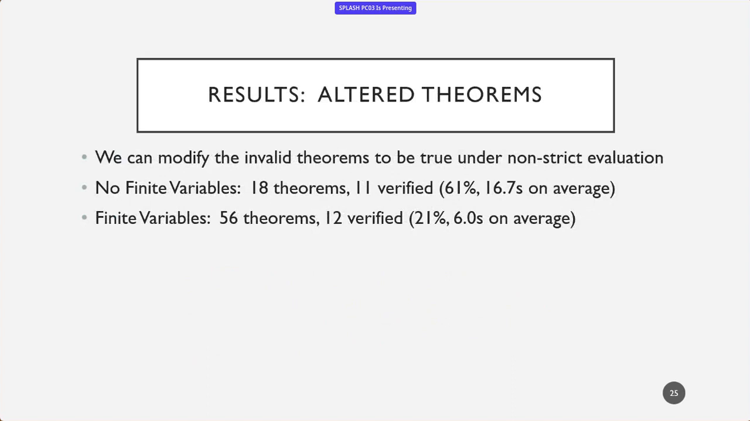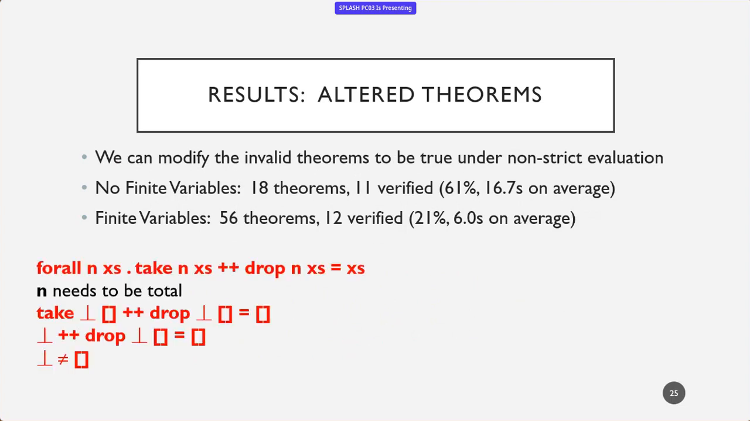For some additional evaluation, we look more closely at those invalid theorems, and we create modified versions of them that are true under non-strict evaluation. We make them true by imposing minimal requirements on totality or finiteness for the theorem's arguments. By totality, I simply mean that certain variables are forbidden to be concretized as bottom or to have bottom as sub-expressions. An instance where this is necessary is the take-drop example from before.